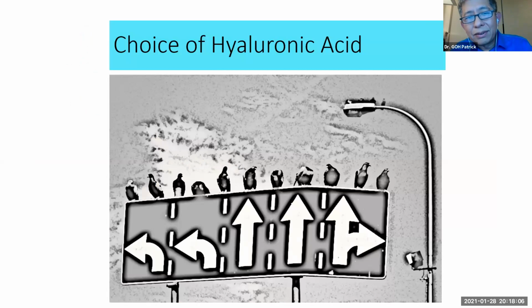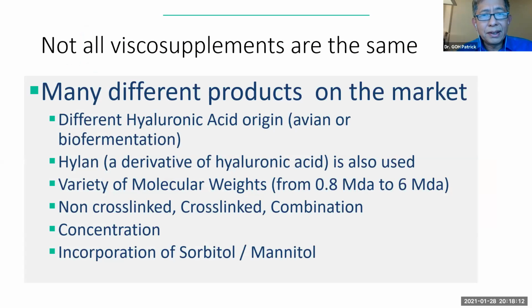When it comes to hyaluronic acid, there's a whole bunch of them out there, a whole lot of choices, and not all of them are the same. There are many different products on the market. The origin of the product could be one of the differentiating points, whether it's avian or by biofermentation. Hylan is a derivative of hyaluronic acid. There are a variety of molecular weights from low to high, generally above 1,500 to 2,000 perhaps we would consider as high.